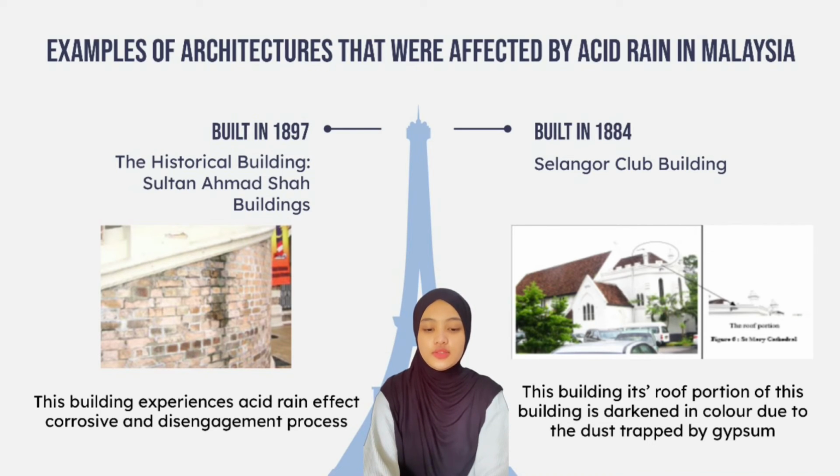Next, we proceed with the second example of architecture that was built in 1884, which is the Selangor Club Building. The roof portion of this building is darkened in color due to the dust that got trapped by the gypsum.